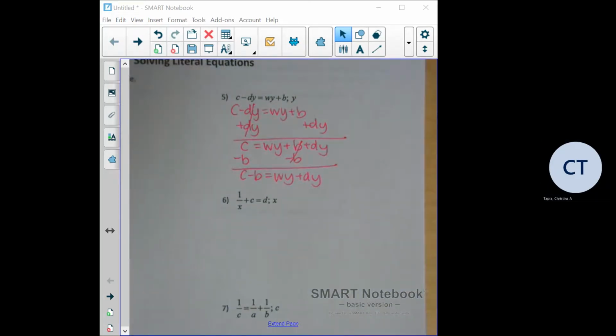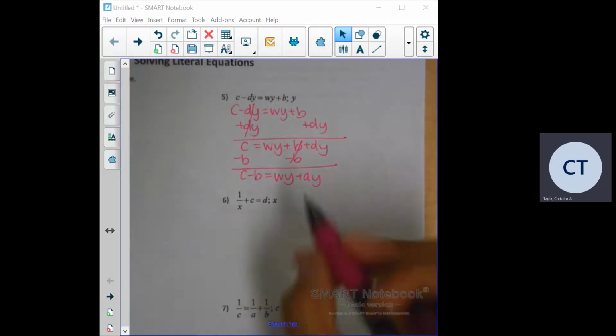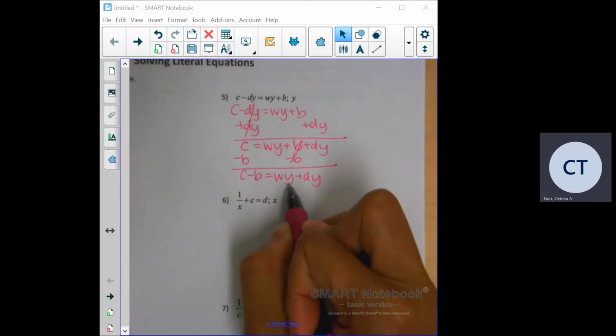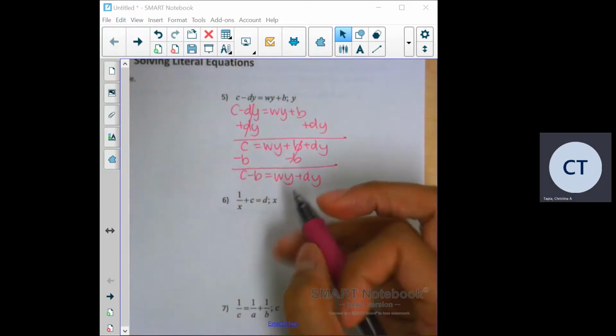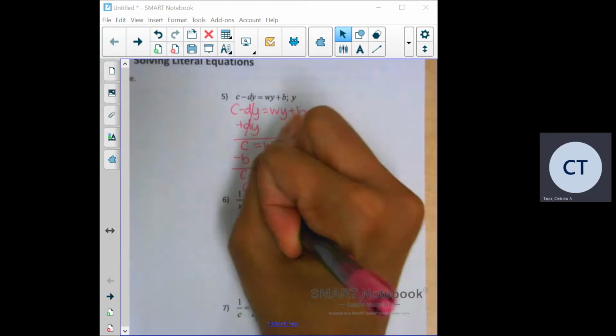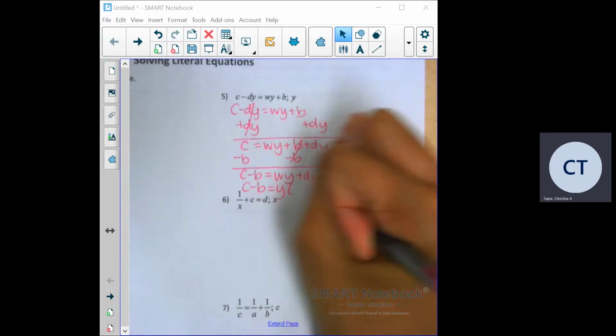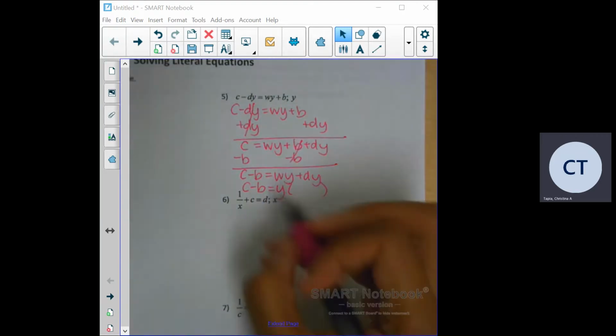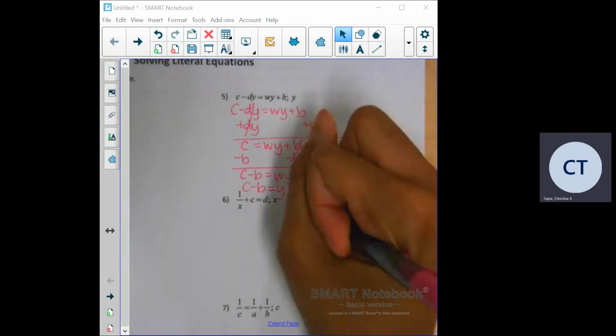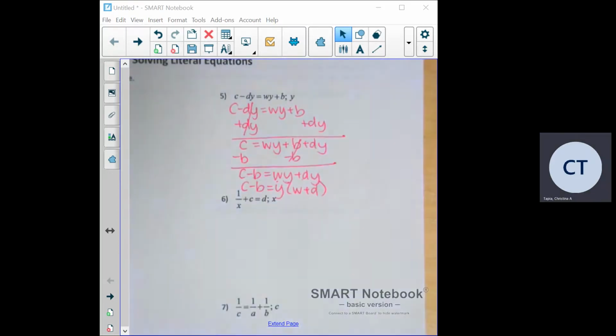Now what? Yes, ma'am. Yes, you can factor. Thank you. You're the first person who's actually said it right away. Yes, factor. Factor is the opposite of distributing. So by factoring this out, you're taking both of these y's and making them 1. So if I was to rewrite this, I'm going to put c minus b equals y, and then in parentheses, you'll put the w plus d in front of it. That's all you have to do.